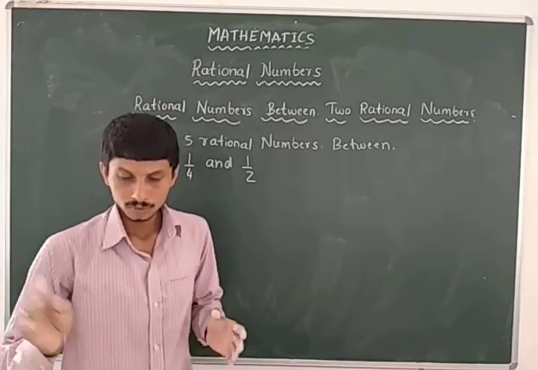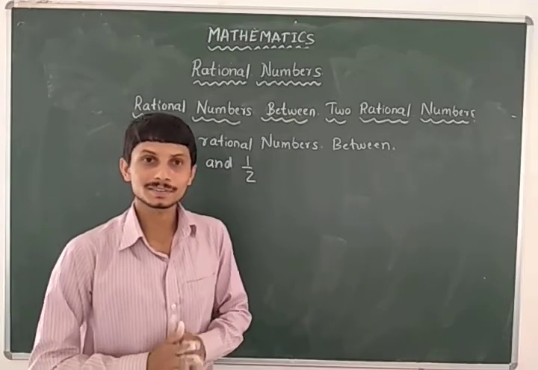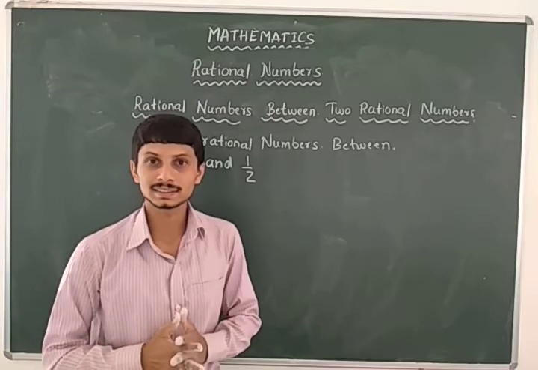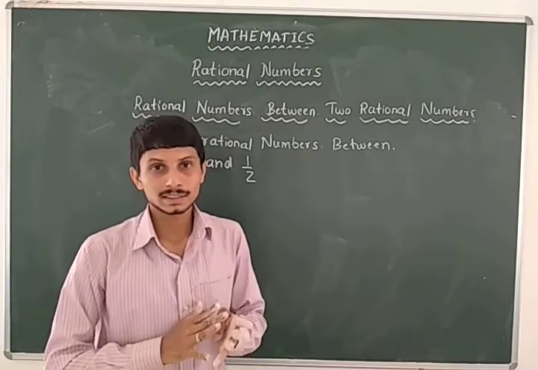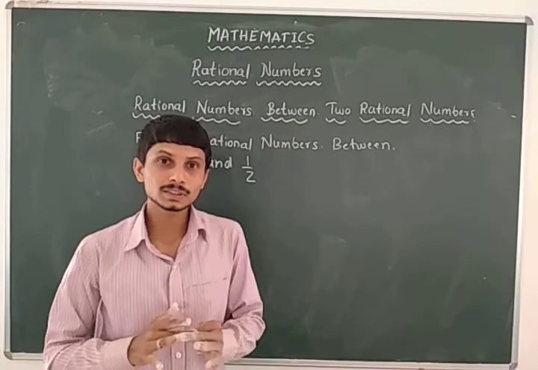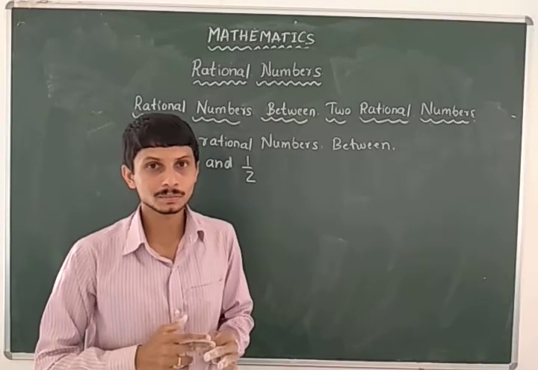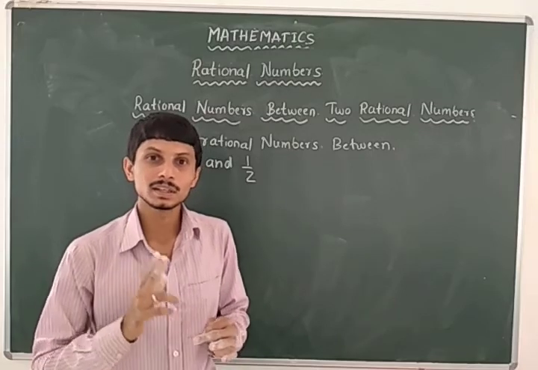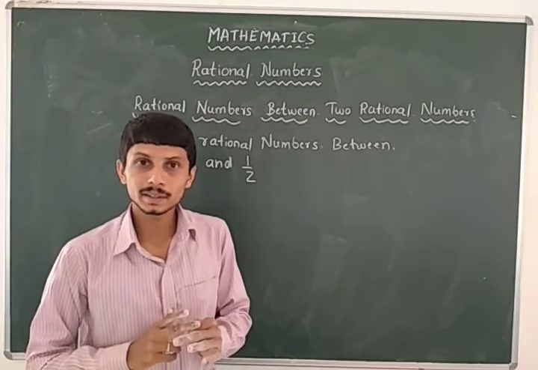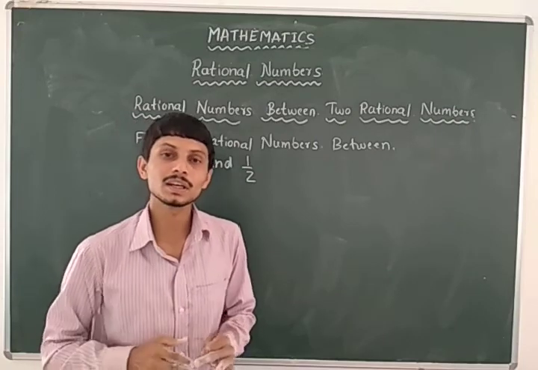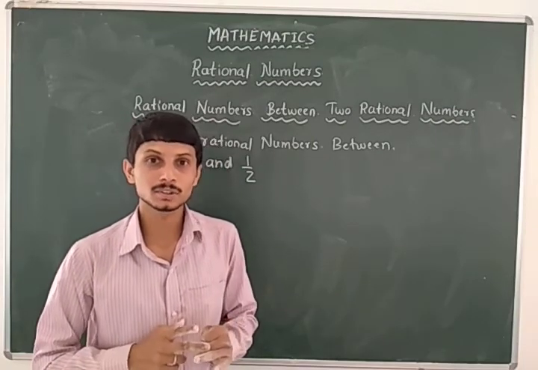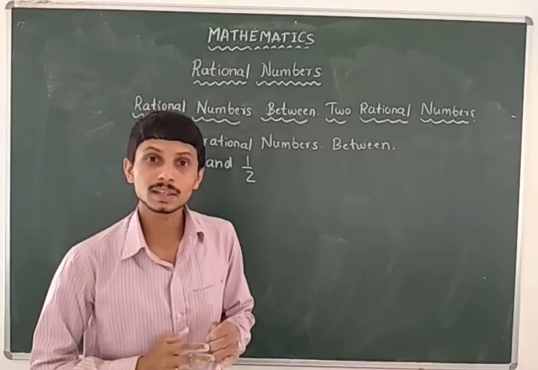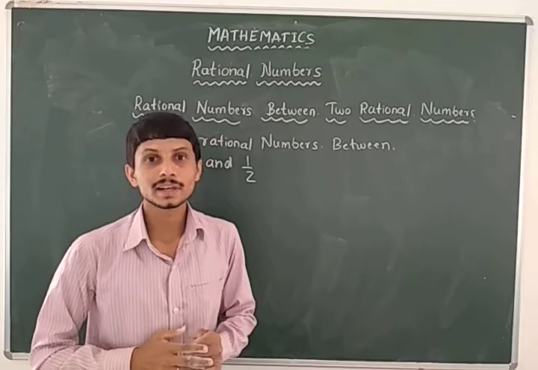Here we have the time for concluding this chapter. It is rational numbers from the 8th standard. We learnt about rational numbers and the properties of rational numbers. In properties of rational numbers, there are closure property, commutative property, associative property, distributive property, identity property, and inverse property. Also we learned the representation of rational numbers on the number line, and finding the rational numbers between any two rational numbers.